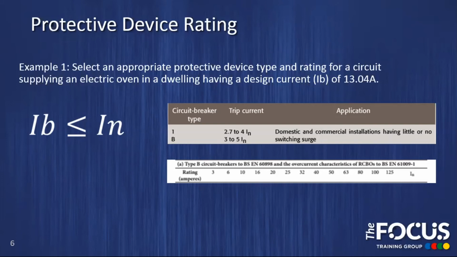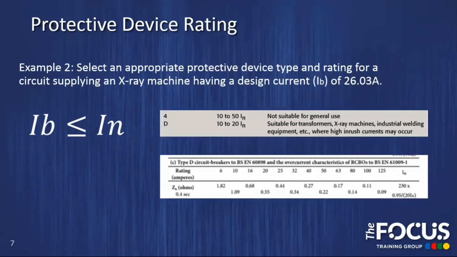And then looking at the rating, we have a design current of 13.04 amps, and we know we must choose a protective device which is equal to or above this. If we look at the ratings of protective devices under Type B circuit breakers, we can see the one just above 13.04 amps is 16 amps. Given that this is for an electric oven in a dwelling, we're going to select an RCBO, so a BS-EN 61009-1 B16.